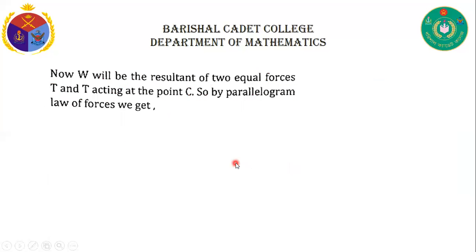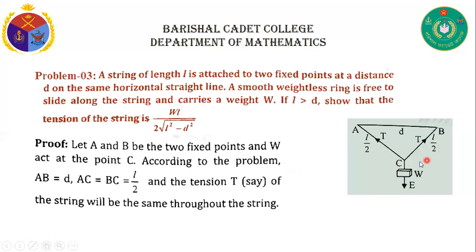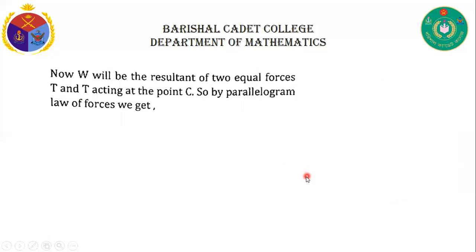So here is the T1 force, and there are also the T force and the W force, and these 3 forces make the equilibrium state, or we can use this as the parallelogram law. Now W will be the result, and we previously said that if 3 forces are acting, then 2 forces, and the third force is the resultant of the other 2 forces.